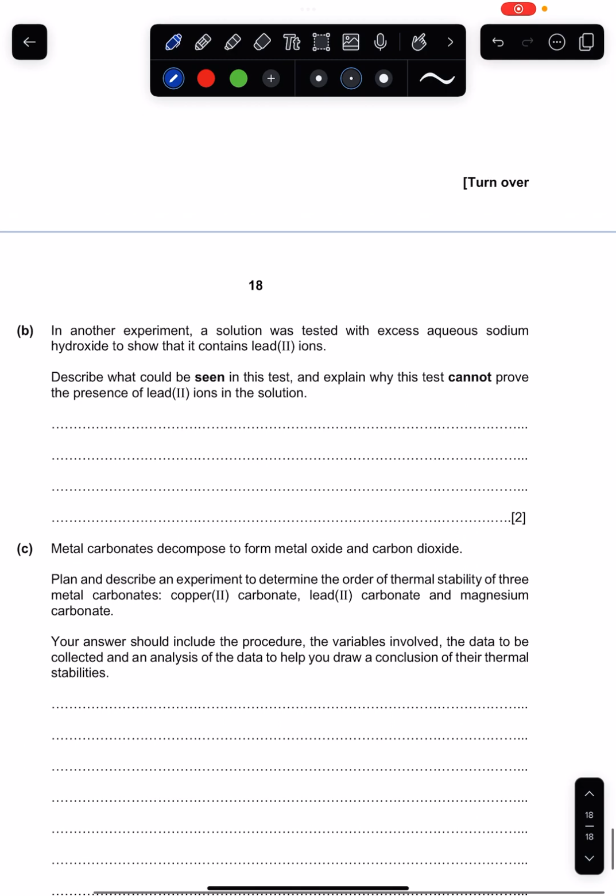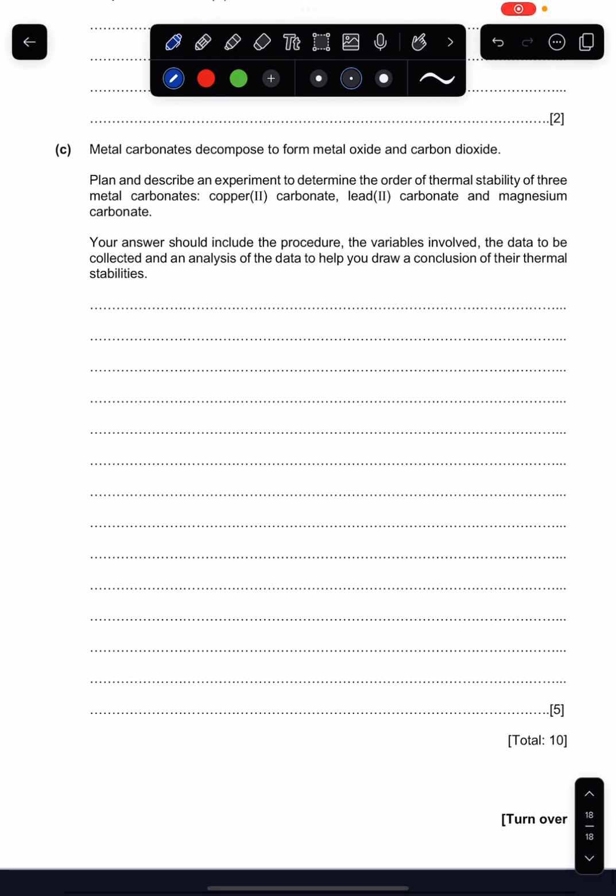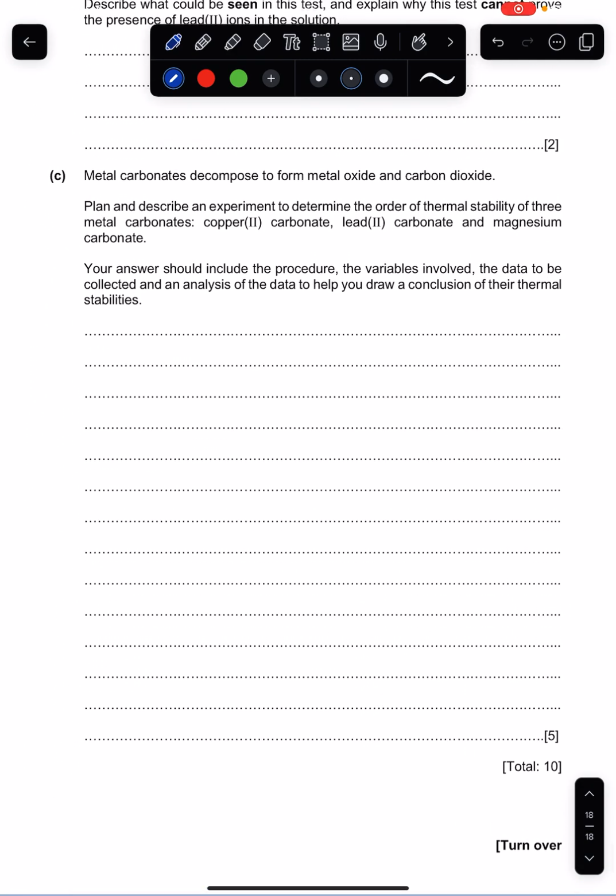Next one. Oh, another planning-ish question. Okay, don't worry. In the end of year exam, there's only going to be one planning question, which is about 5 marks lah. Yeah, cannot be so many. Don't worry, it's just one.